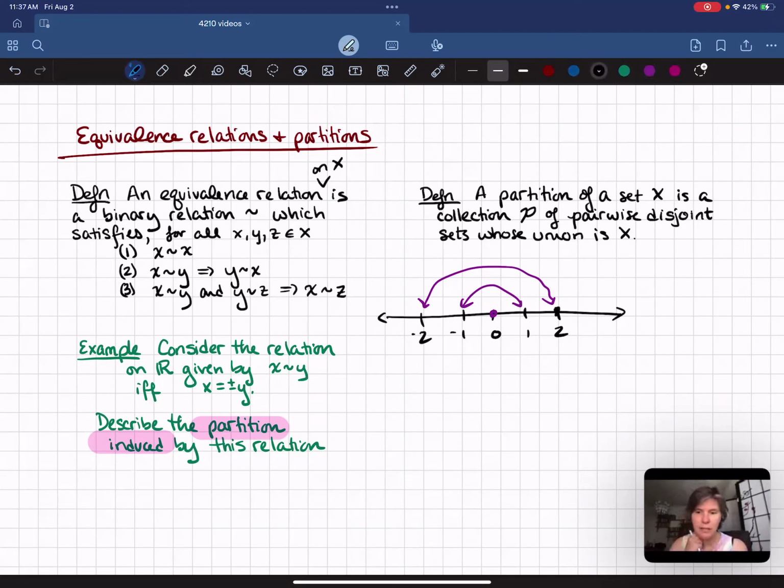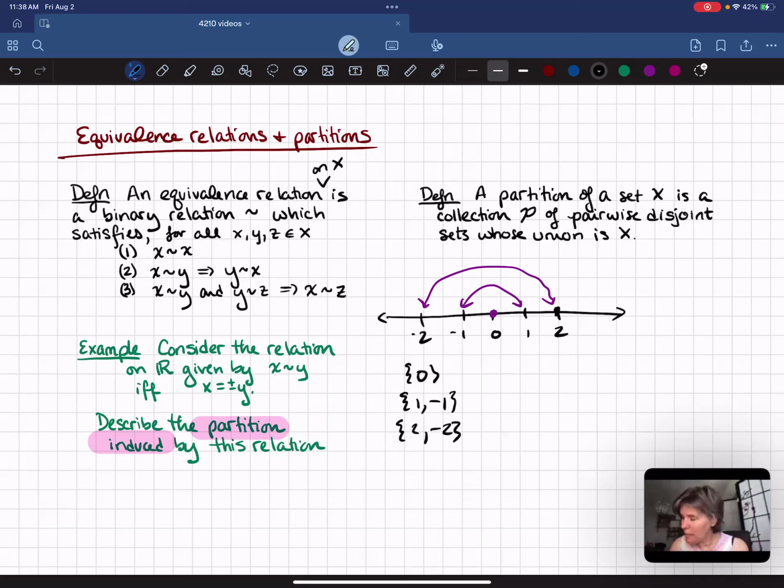Well, let's start with our favorite number, 0. What's equivalent to 0? Just 0. Okay, so that's that. What about what's equivalent to 1? -1, and that's it. What's equivalent to 2? -2, and that's it. So I'm going to make sets, and each set is going to consist of everything in that set should be equivalent to each other. Those are called equivalence classes.